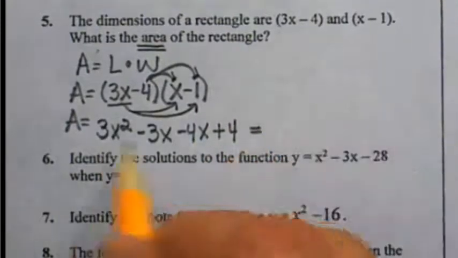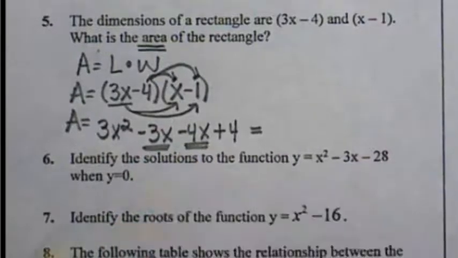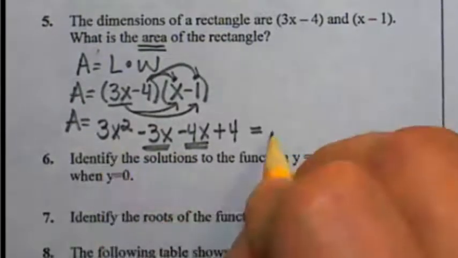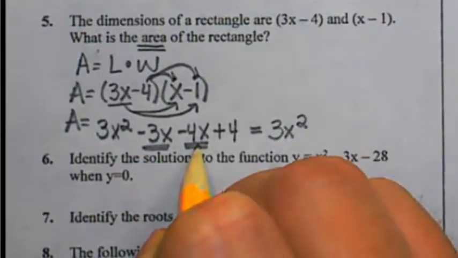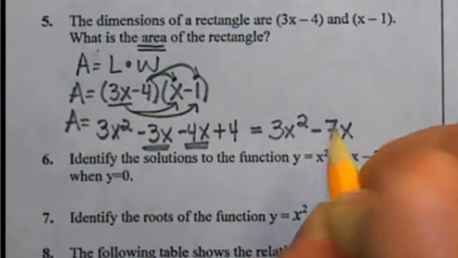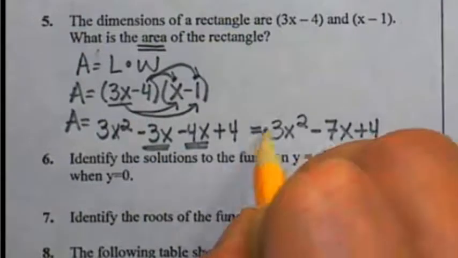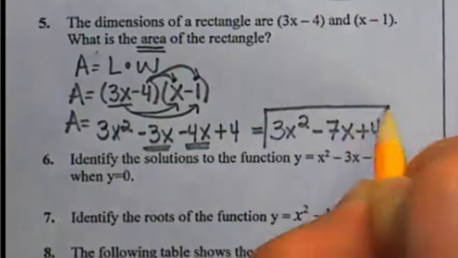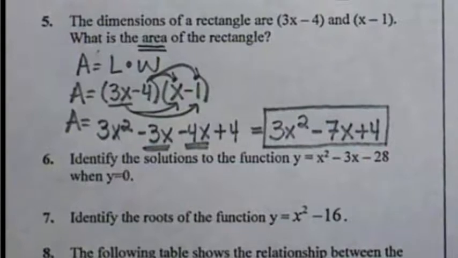Now we're looking at this, can we combine anybody? We can combine 3x and negative 4x. So the first term, I'm just going to copy it. The second and the third term, I'm going to combine. It gives me negative 7x. And I'm just going to copy the last term, which is positive 4. So that's the best that I can do. That will be my final answer. That will be the area of the rectangle.